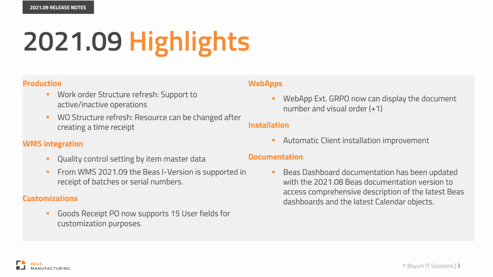These are the most important areas improved or added in this version. We have improvements in the work order structure refresh area, new additions in the WMS integration, customization improvement in the goods received PO window, and improvement in the web app external goods received purchase order. We have also fixed the automatic client installation and more.